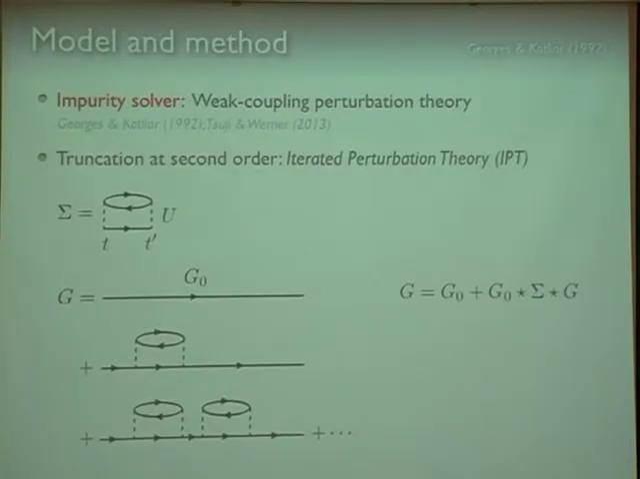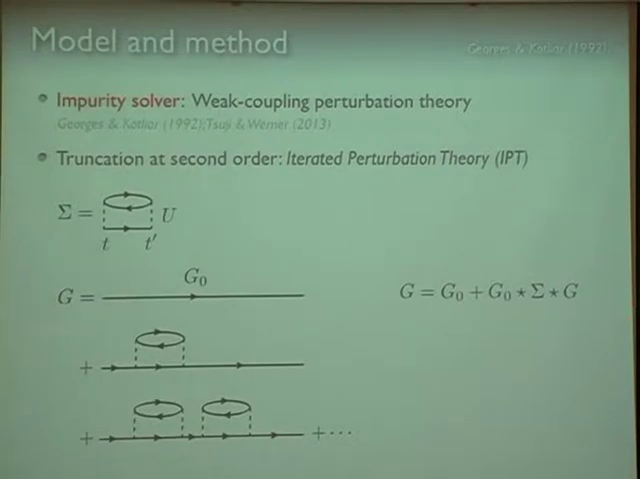Because of the sign problem, this Monte Carlo technique can only treat relatively short times. So if we want to study longer time behavior of the system, we may want to use another method, such as perturbation theory. For the weak coupling case, we can, for example, truncate the weak coupling expansion of the self-energy at second order, and then plug this expression for the self-energy into the Dyson equation.